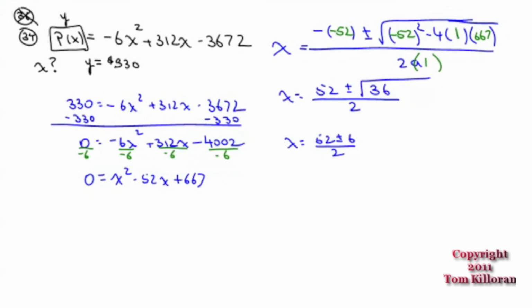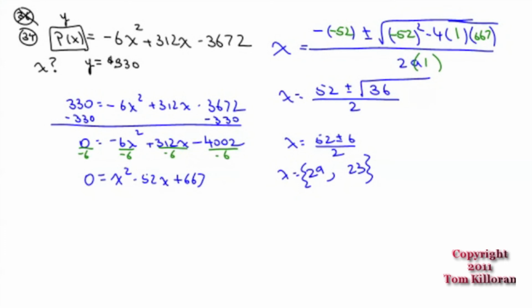What's 52 plus 6? 58. 58 divided by 2, 29. And if we do the other one, it would be 52 minus 6, 46. 46 divided by 2, 23. So there's two possible answers. We get x is equal to 29, or x is equal to 23.